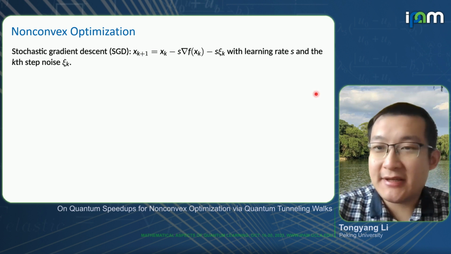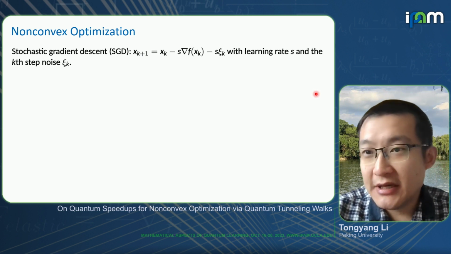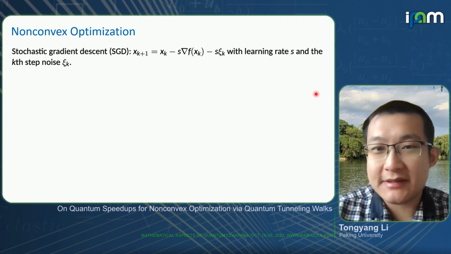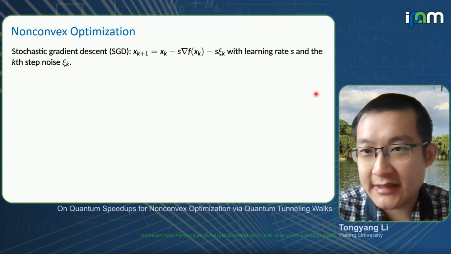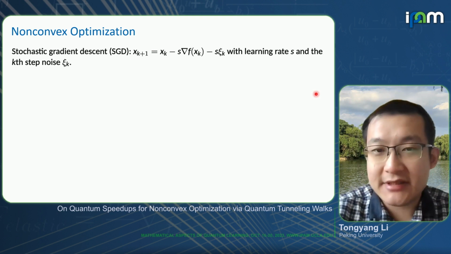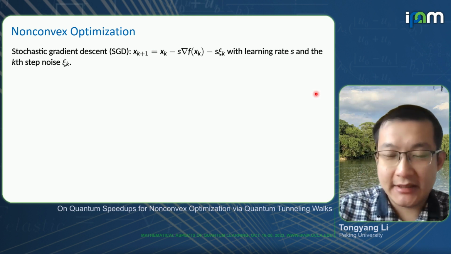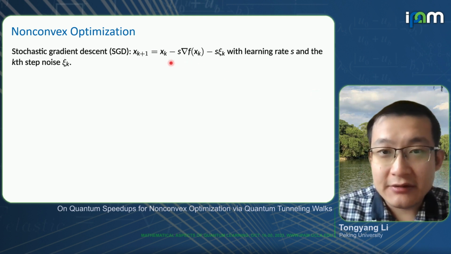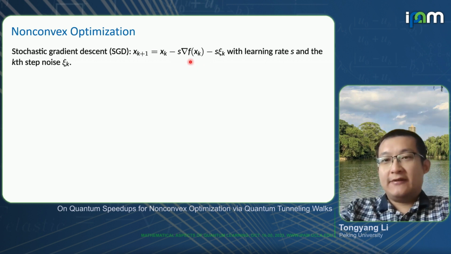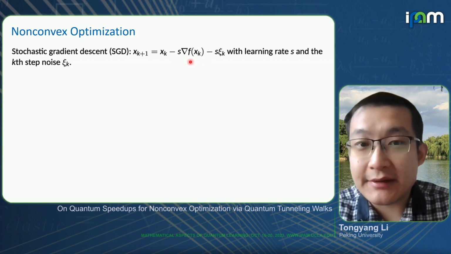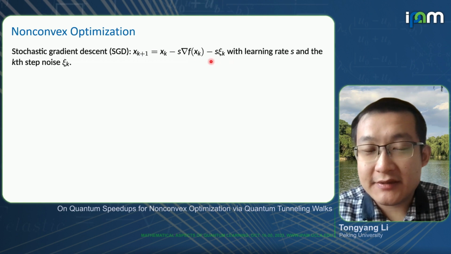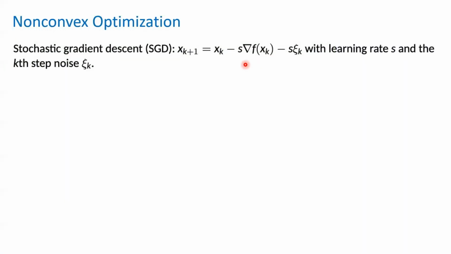A general strategy that people use is stochastic gradient descent, which is something natural. You are currently at a point, say x_k. It is an iterative algorithm: for the current step, you compute the gradient at this point, and for many problems there is also stochasticity. So I take the gradient and also the stochasticity, with a specific learning rate s here. Then you move your current point from x_k to the next point x_{k+1} according to this iterative formula.